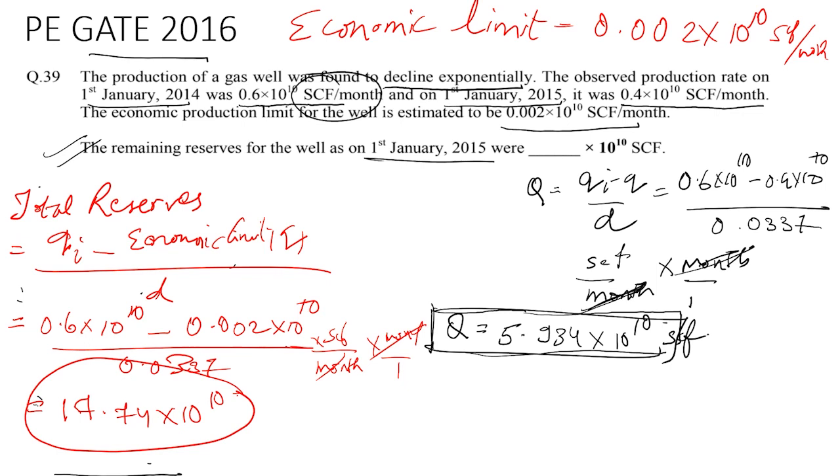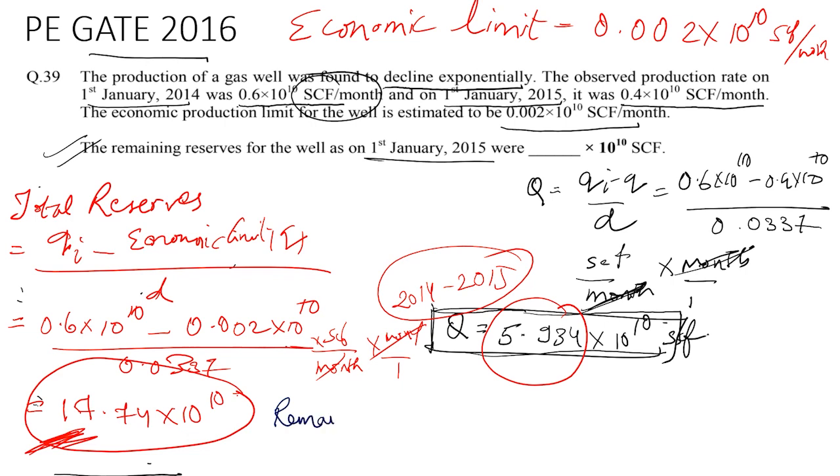Now to find the remaining reserves: I have already produced 5.934 between 2014 and 2015. Between this period I have produced this much, and my total reserves that I obtained from the economic limit is 17.74. Now to find the remaining reserves, we have to subtract 17.74 minus 5.934 into 10 to power 10 SCF.